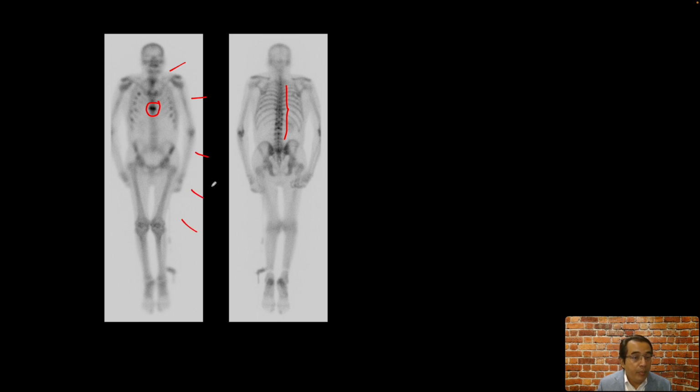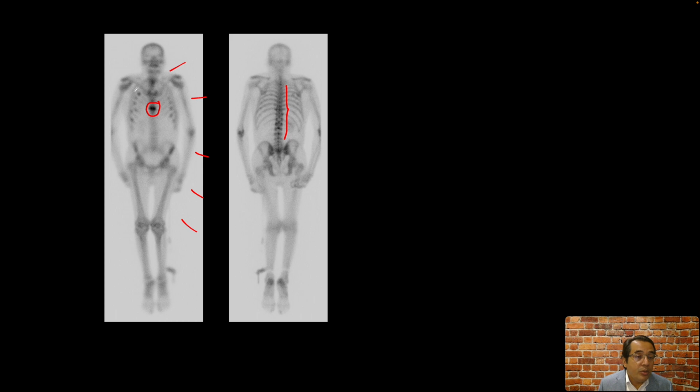image resolution. Now, what happens with new trainees is that when they see something like this, they jump on it and say that there is focus of increased uptake consistent with osteoblastic bone metastasis. But remember, all that glitters is not gold on nuclear medicine, and so you want to correlate the findings with patient's history. This patient had a history of renal cell carcinoma, and we know that renal cell carcinomas lead to osteolytic and not osteoblastic bone metastases.